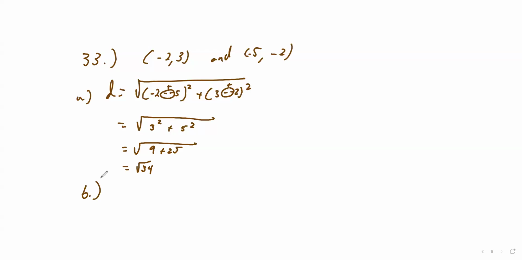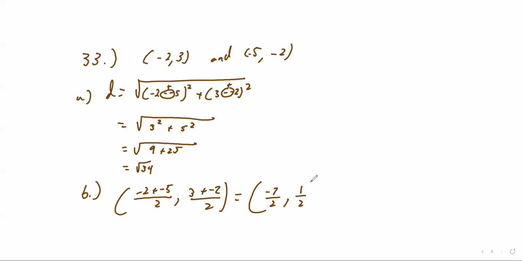Part B wants you to find the midpoint. So remember the midpoint, I'm just going to add the x's. So -2 plus -5, divide by 2. And then this is 3 plus -2, divide by 2. So -2 plus -5 is -7 divided by 2. 3 plus -2 is 1 divided by 2. So there is your fractions. Again, keep it as a fraction, doesn't matter. And that's pretty much it.